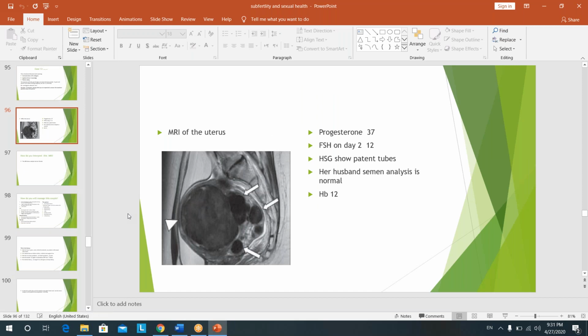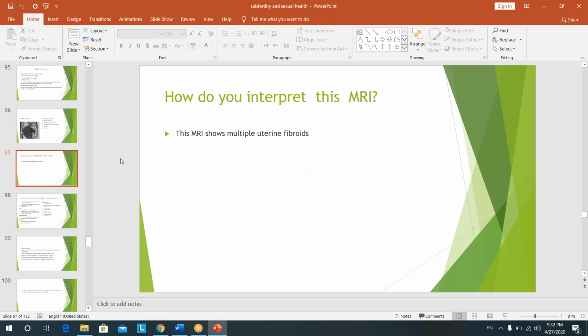Okay, they give outside the paper with the candidate note, the picture of the MRI of the uterus, and the results of some investigations. This is a fibroid uterus, and as you see, in the other investigations the progesterone is 37. This means that this patient is ovulating. FSH is slightly high because of the age of the patient. The hysterosalpingogram shows patent tubes, semen analysis is normal, and the hemoglobin is normal.